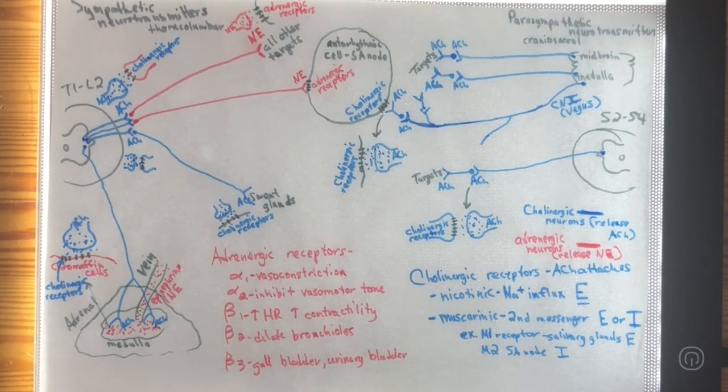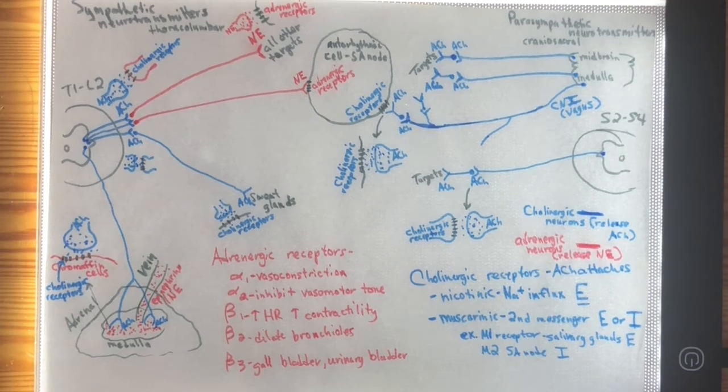In this lecture, we are going to be discussing the neurotransmitters of the autonomic nervous system. We start off writing sympathetic neurotransmitters on the left, parasympathetic neurotransmitters on the right.